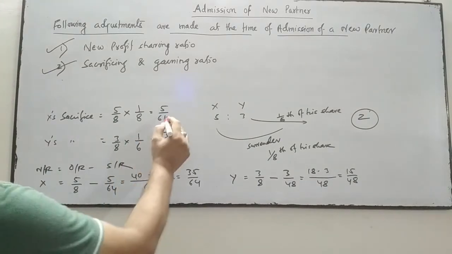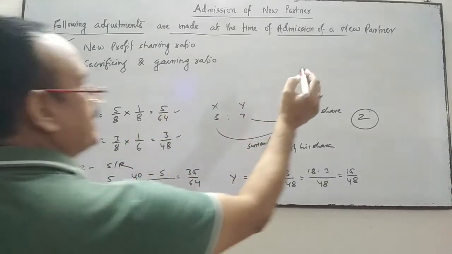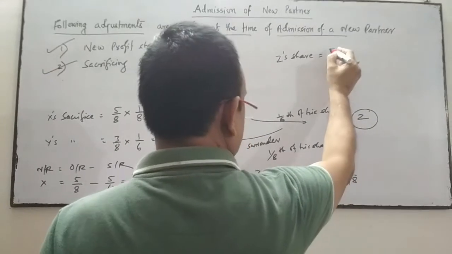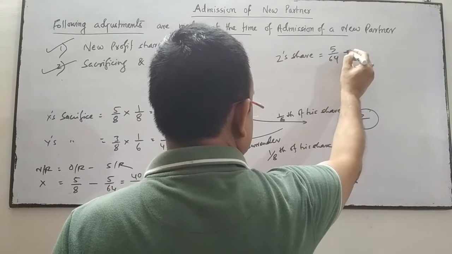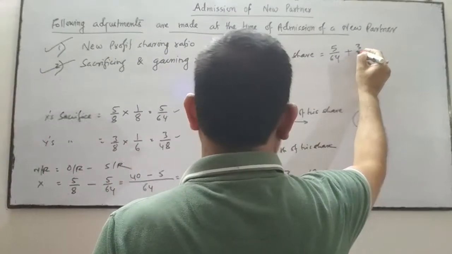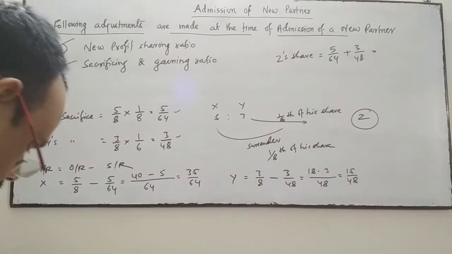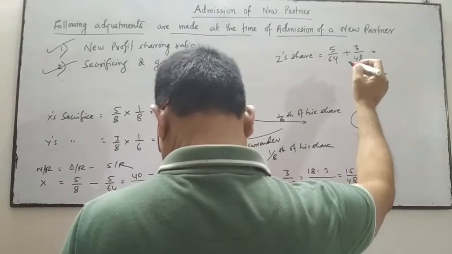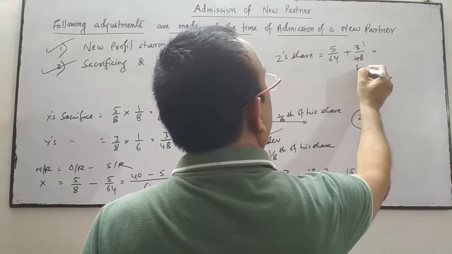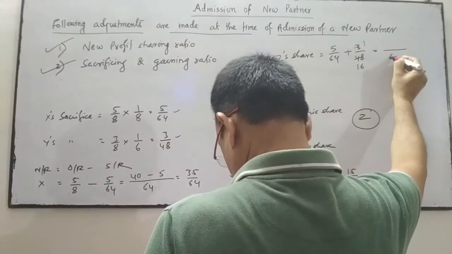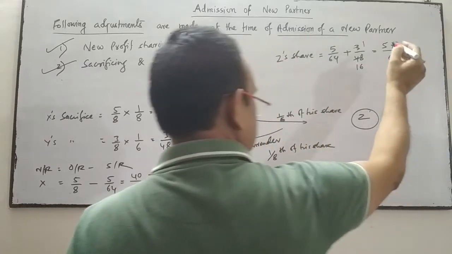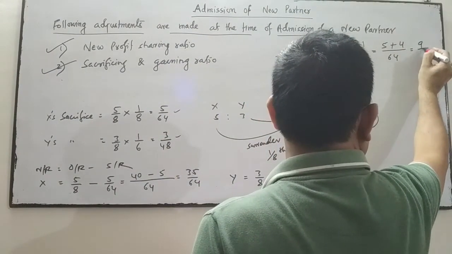And if X and Y sacrifice this and this, Z's share will be the combination of both partners' sacrifices. 5/64 is sacrificed by X, and 3/48 is sacrificed by Y. So we will do the addition. The LCM will be 64. 5 plus 4, 9/64.